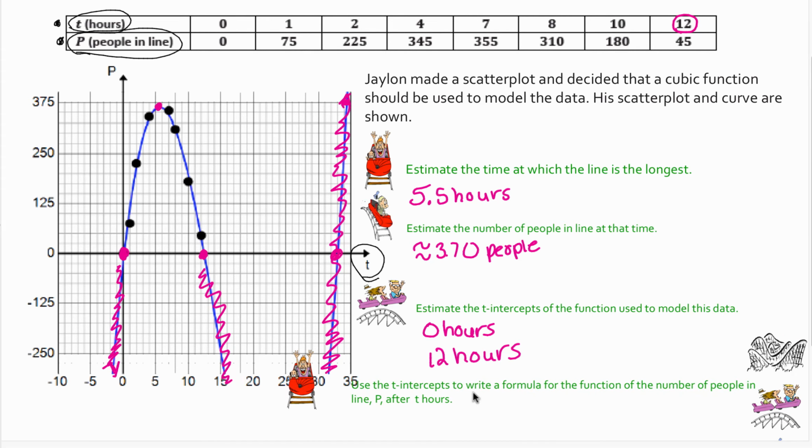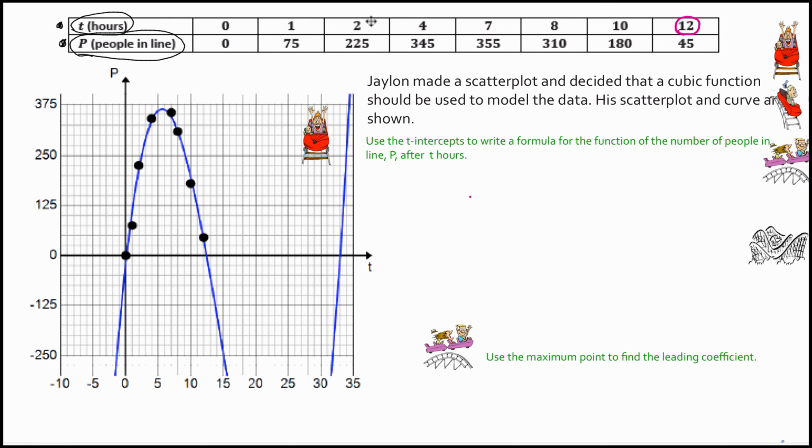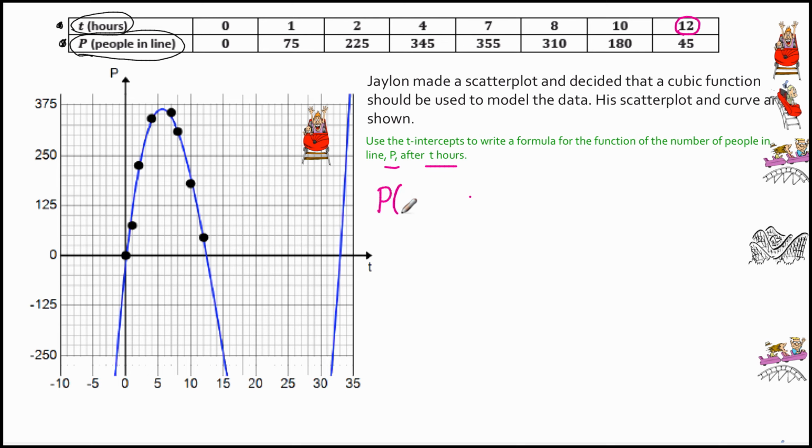Using the t-intercepts, write a formula for the function of the number of people in line p after t hours. Well, give me a second here. Let me clean up this page because it's getting a little busy. Okay, now the page is cleaned up a little bit. We're going to use the t-intercepts to write a formula for the function of the number of people in line p after t hours. So I'm going to use the function p of t.